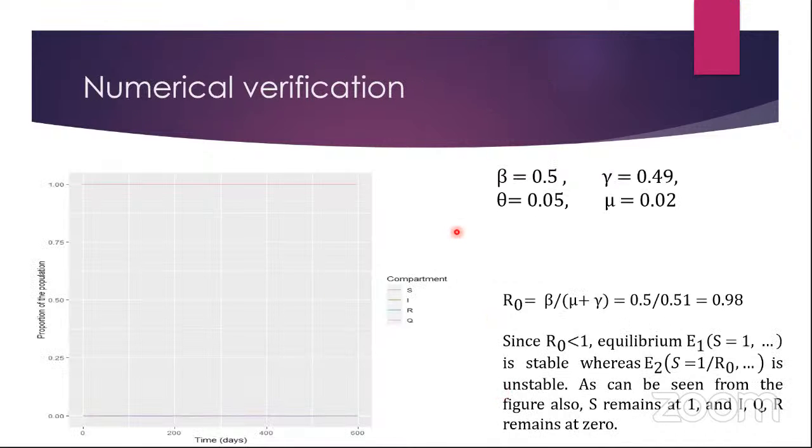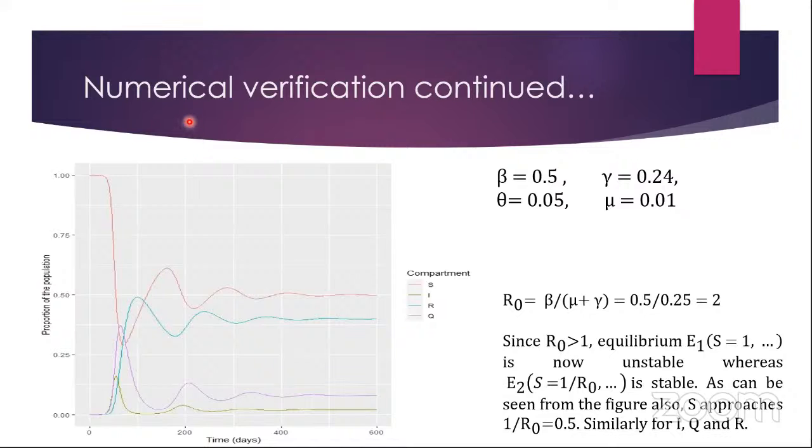Now we do some numerical verification of our results. We are assuming beta to be 0.5, gamma to be 0.49, theta to be 0.05, and mu to be 0.02. So here R0 is found to be 0.98. Since R0 is less than 1, the equilibrium point E1 ought to be stable, whereas E2 should be unstable. And as we can see from the figure also, S is represented by this red line. This remains at 1 for all time, and the rest all remain at 0 for all time. Thus, in this case, E1 is stable, verifying our theoretical result.